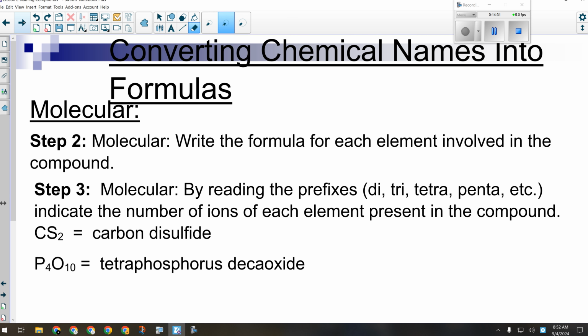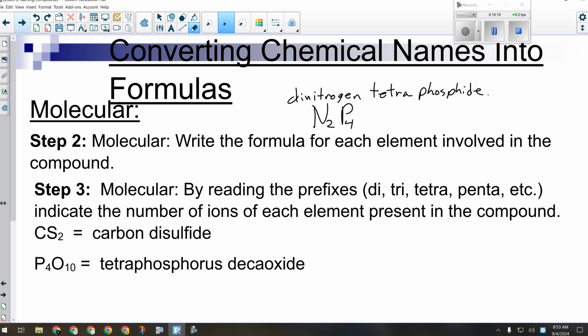So for molecular, write the formula for each element involved in the compound. So if I had, let's say, dinitrogen tetraphosphide, I would go, all right, I have nitrogen, and di means 2. I have phosphorus, tetra means 4. Done. Would I reduce that one? No, I leave it that way. The prefix says 2 and 4. They're sharing electrons. That's how many there are. I only reduce ionic. Ringing a bell?